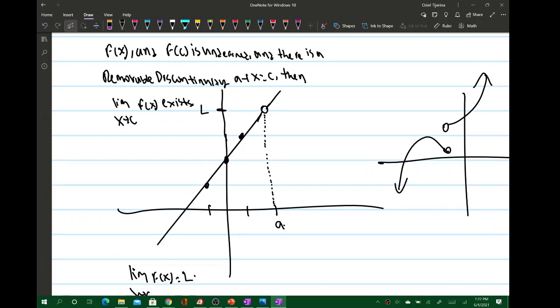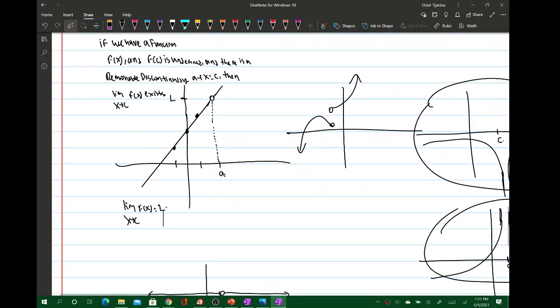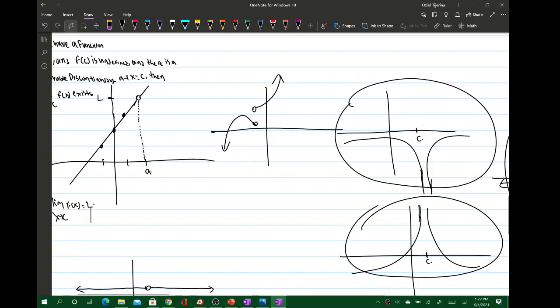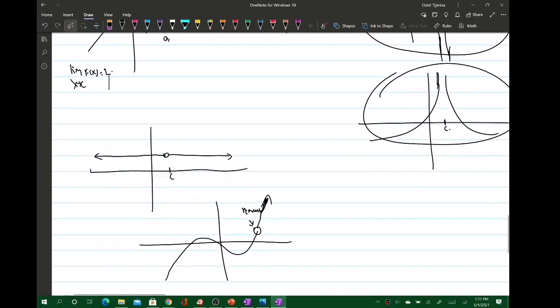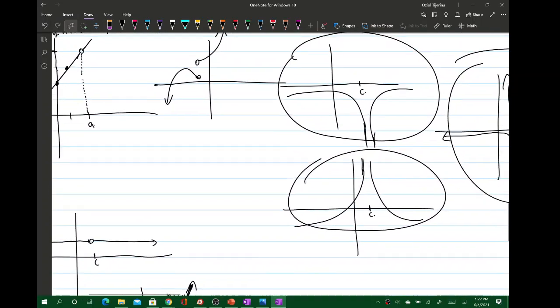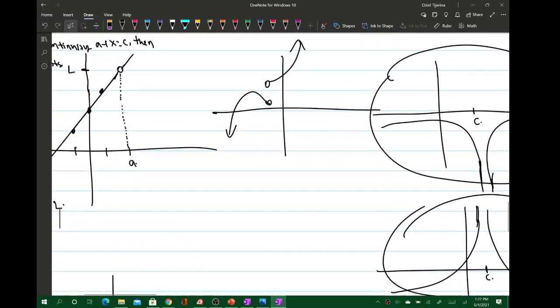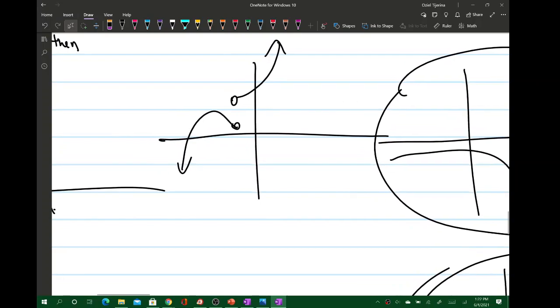Okay. Now for jump, this is why it's very important to understand what removable discontinuity, jump discontinuity, and infinite discontinuity are before we get into limits, because those are also foundations of this, okay? Jump discontinuity means, like I said, when we approach a certain value, we get there, and then we jump and we keep going.